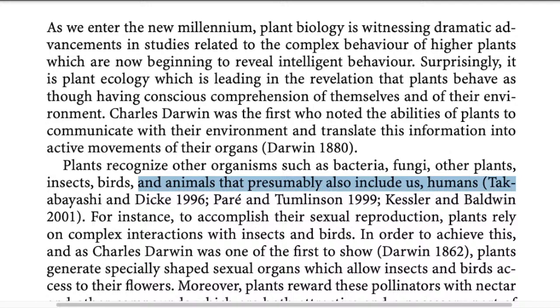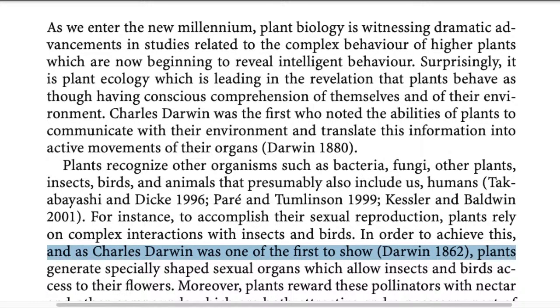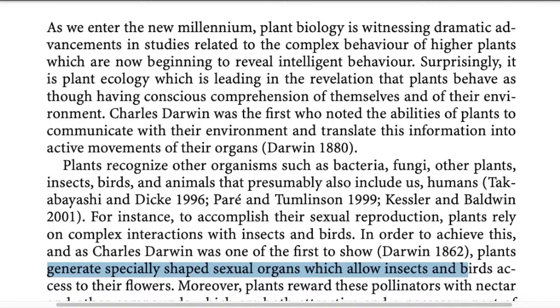These guys came up with that. For instance, to accomplish their sexual reproduction, plants rely on complex interactions with insects and birds. In order to achieve this, and as Charles Darwin was one of the first to show in 1862, plants generate specifically shaped sexual organs, which allow insects and birds to access their flowers.